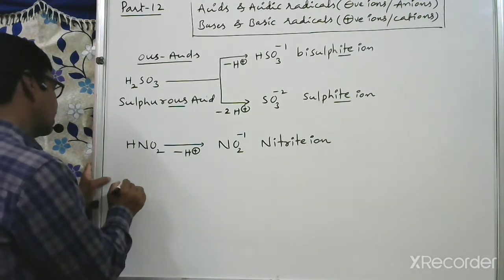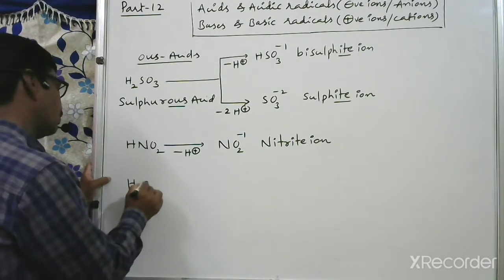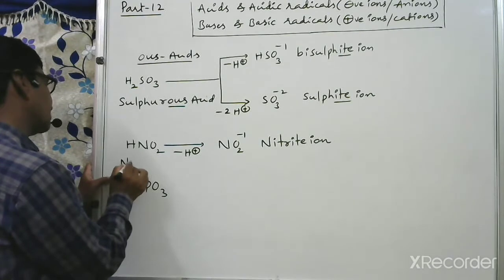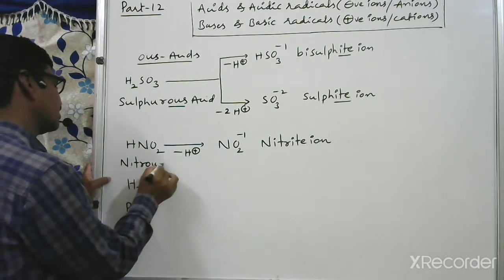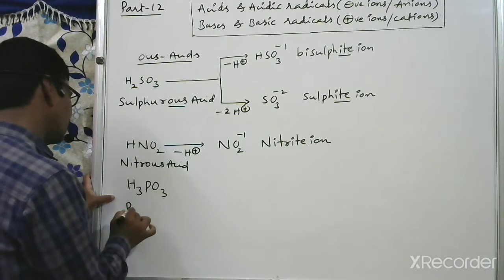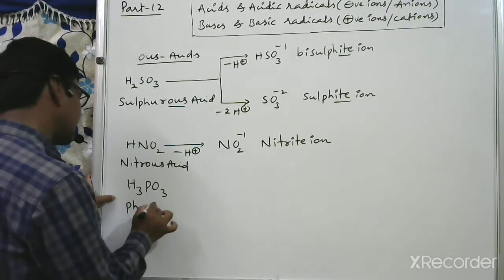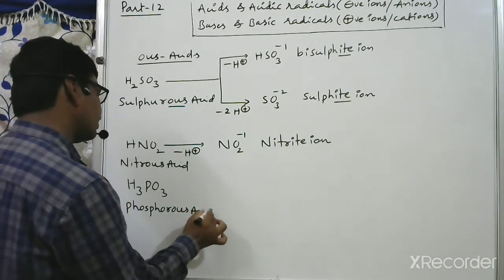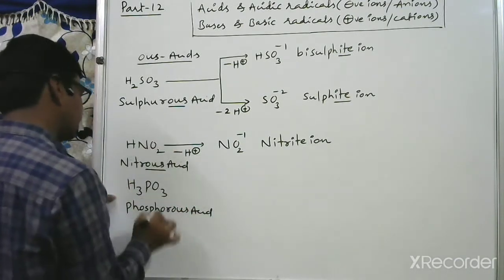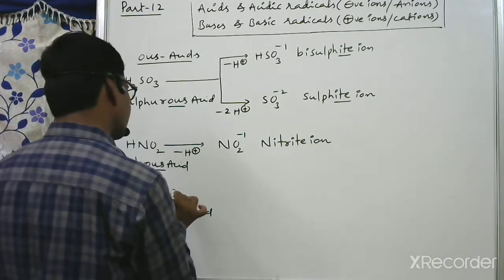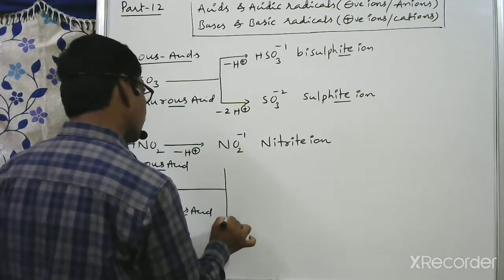Similarly, here H3PO3, it is a phosphorous acid. HNO2 is nitrous acid. H3PO3 is phosphorous acid. Underline all terms. So from this we can remove two hydrogens.